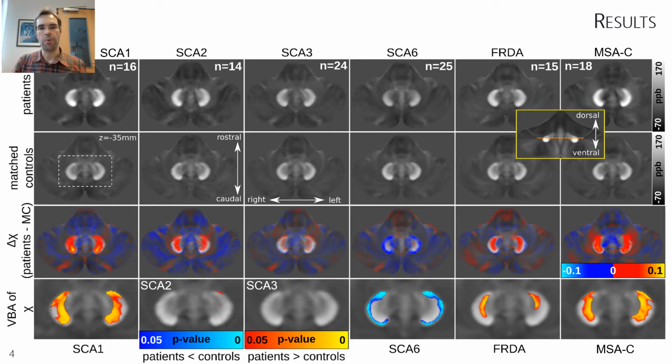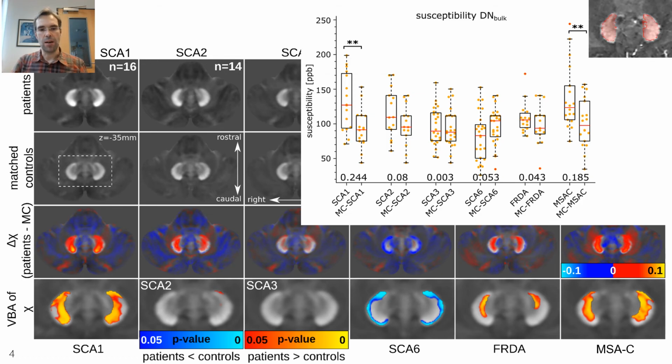the 3rd and 4th row respectively, indicating significantly higher susceptibility values in SCA1 and multiple system atrophy of cerebellar type patients, moderately higher susceptibility in Friedreich's ataxia, and significantly lower susceptibility in SCA6 patients when comparing to the corresponding control groups. The findings of the voxel-based analysis are supported by analyzing the susceptibility values within the bulk dentate area.